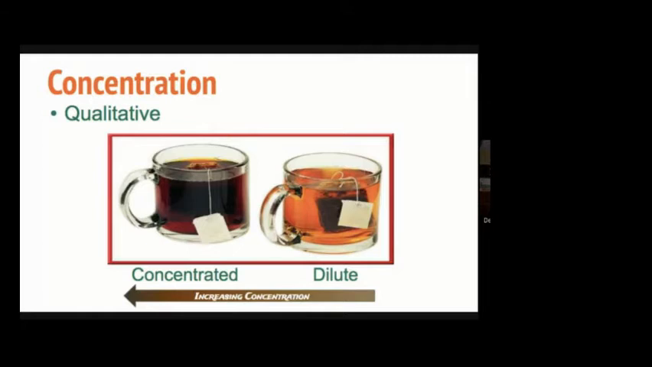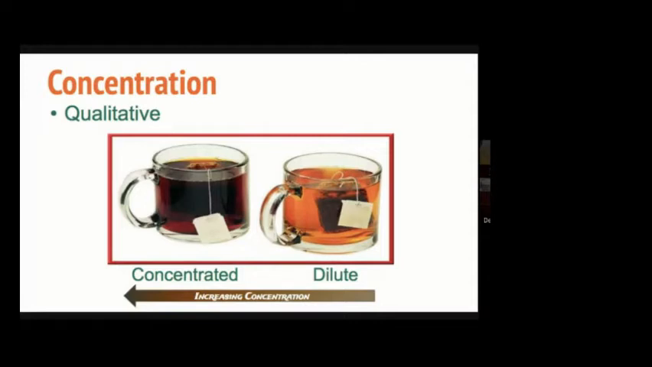There are quite a few ways to measure concentration, and one of them is just qualitatively by looking at a solution. And as long as you have a basis of comparison, you can use the words dilute and concentrated to describe the concentration of a solution. So here we see the one on the right is dilute. There are fewer particles dissolved in the solution. And the one on the left compared to the one on the right is more concentrated. It has more particles dissolved in it.